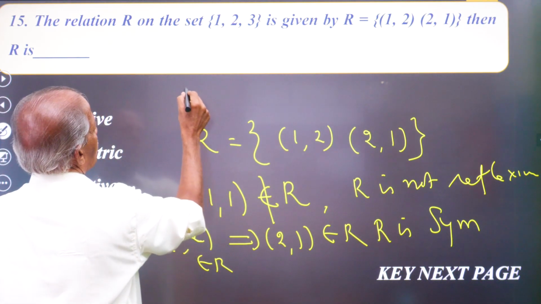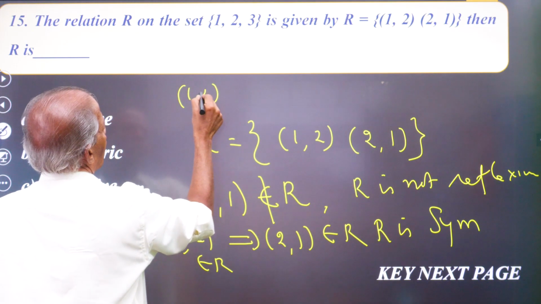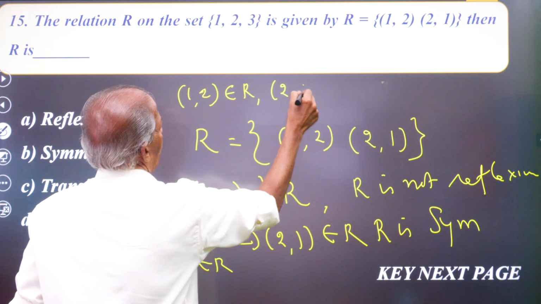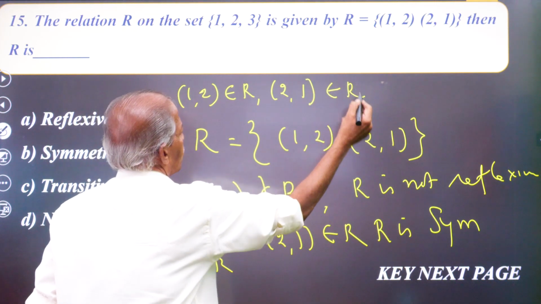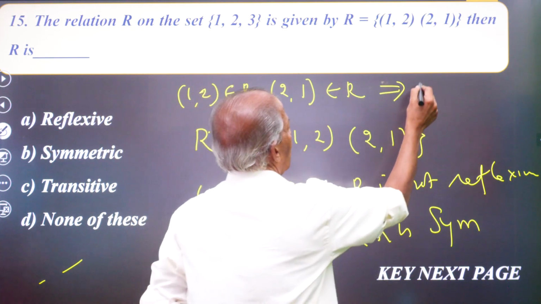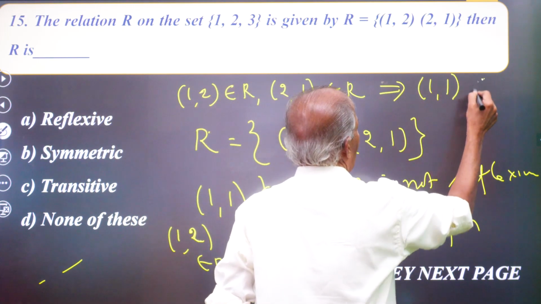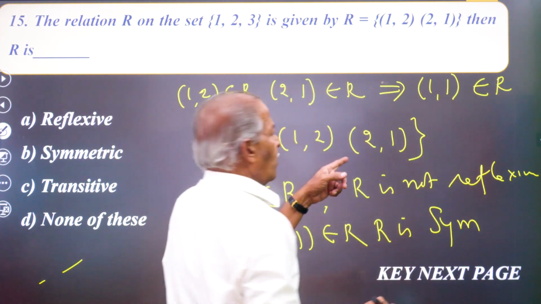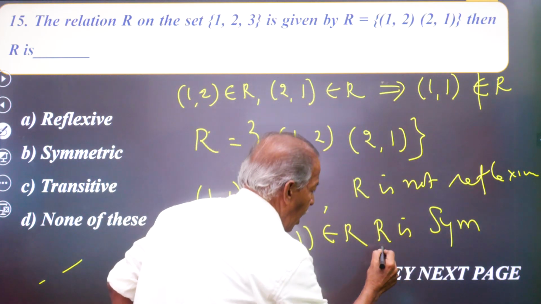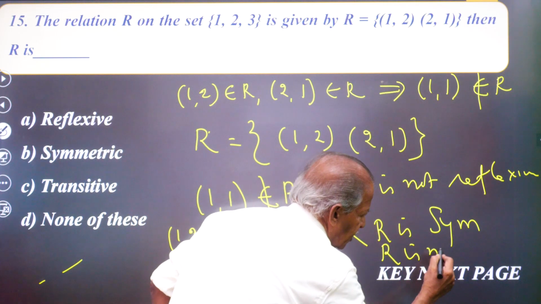Here the two elements (1, 2) belongs to R and (2, 1) belongs to R. According to the transitive relation, (1, 2) and (2, 1) imply (1, 1) must belong to R. But (1, 1) does not belong to R. Therefore, R is not transitive.